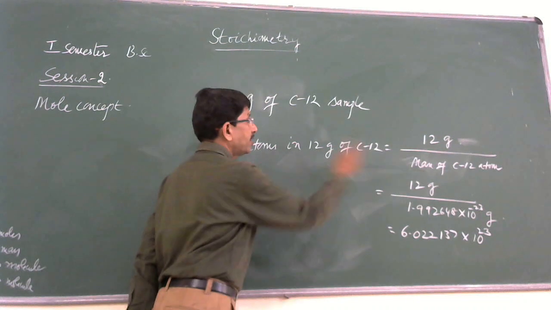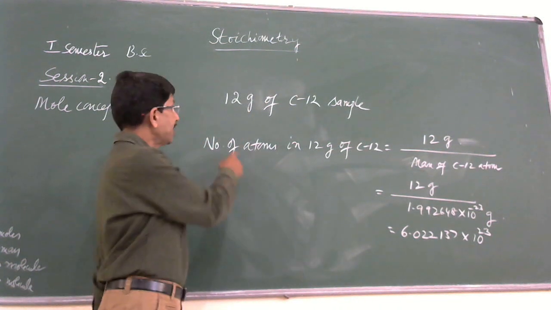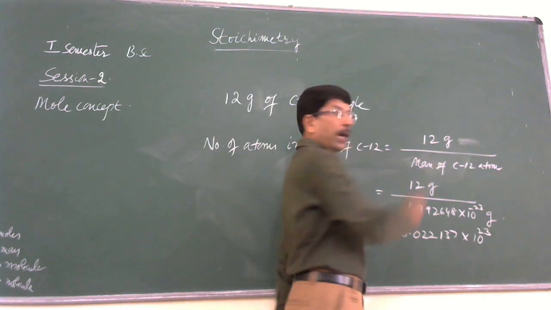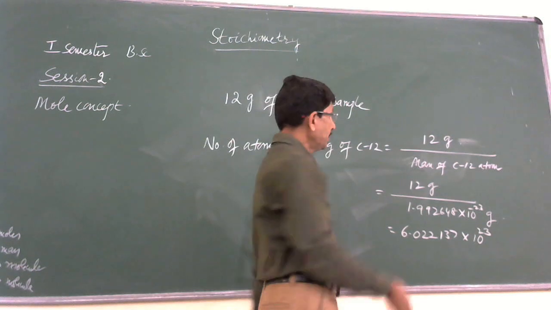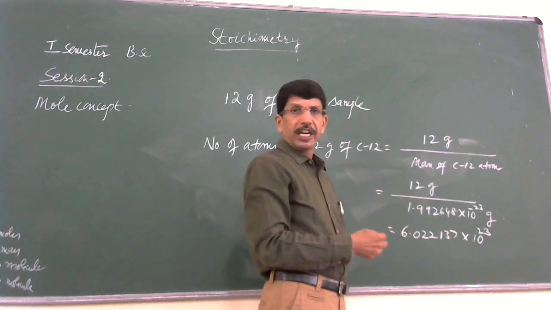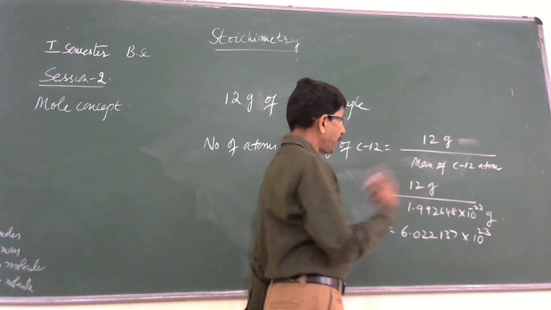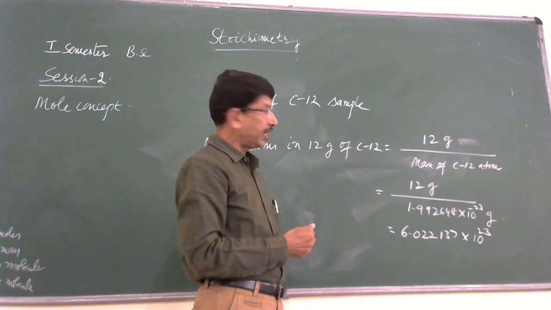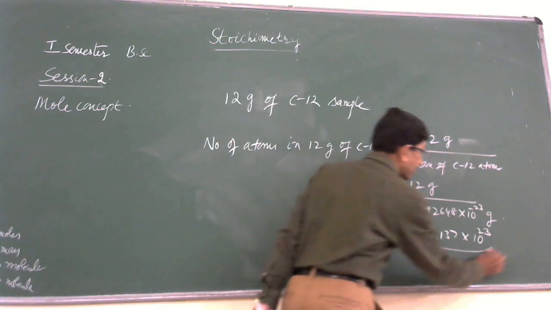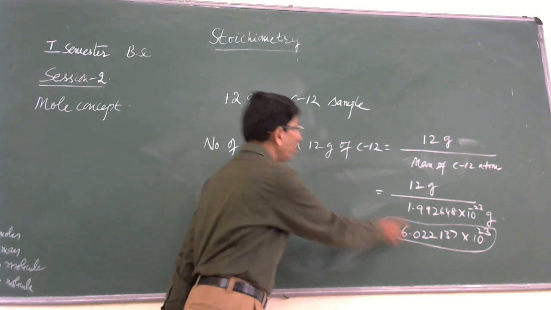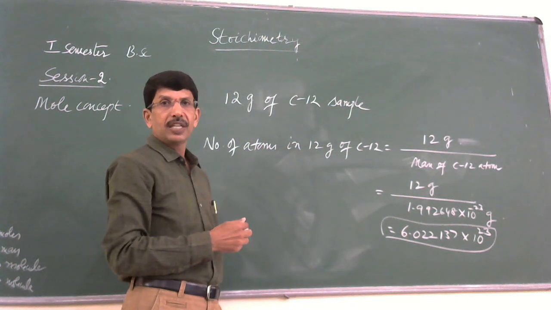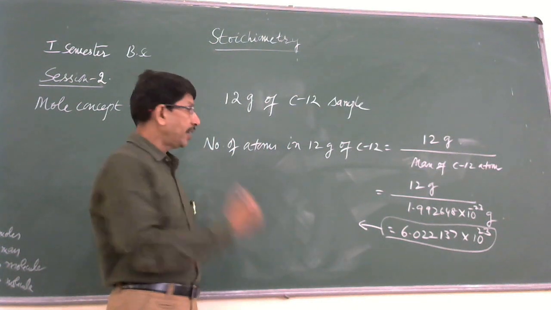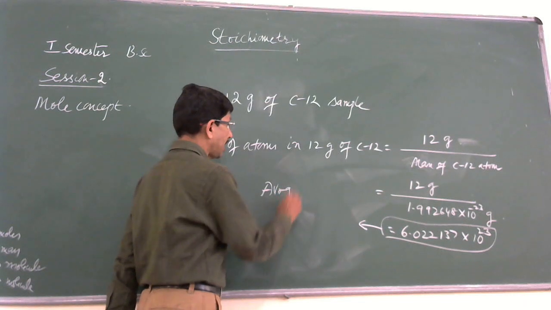So when we look at this ratio, how do we calculate? The number of atoms in 12 grams of C12 isotope is equal to 12 grams divided by the mass of one C12 atom, and this mass of one C12 atom is found accurately from the mass spectrometer technique, which is 1.992648 into 10 to the power minus 23 grams. When you simplify this, you get this number. So this is the number of carbon atoms present in 12 grams of C12 sample. This is taken as a standard, and this number nowadays is called the Avogadro number.